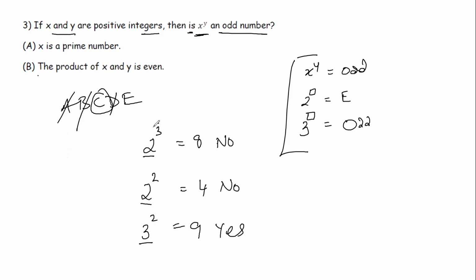So out here, I've made sure that the product of x and y is even. The products of 2 and 3, 2 and 2, and 3 and 2 are all even. Like 2 into 3 is 6, 2 into 2 is 4, and 3 into 2 is 6, right? So again, we're getting a no and a yes answer. So taking both together, we're also not getting a definite answer. Hence the answer is E.